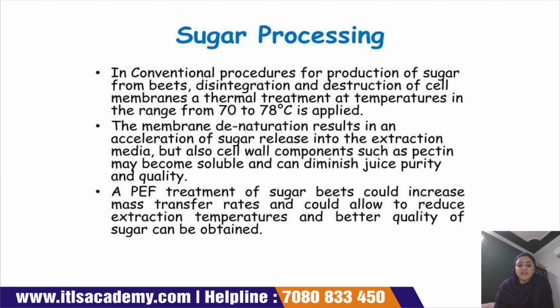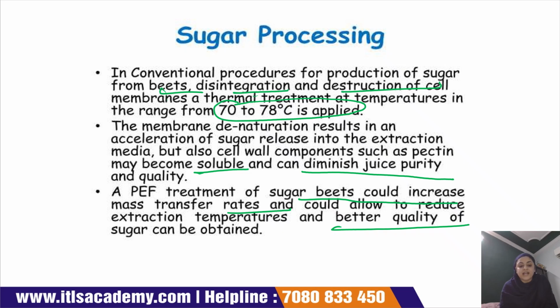Sugar processing. It is a conventional process for the production of sugar from sugar beets, requiring disintegration and destruction of the cell membrane. A thermal treatment is also required, at around 70 to 78 degrees Celsius. The membrane denaturation results in an acceleration of sugar release into the extraction media, but cell wall components like pectin may also become soluble and can diminish juice purity and quality. The pulsed electric field treatment of sugar beet can increase the mass transfer rate, allow a reduction of the extraction temperature, and better quality of the sugar can be obtained.